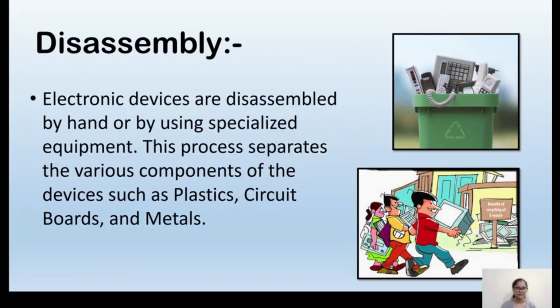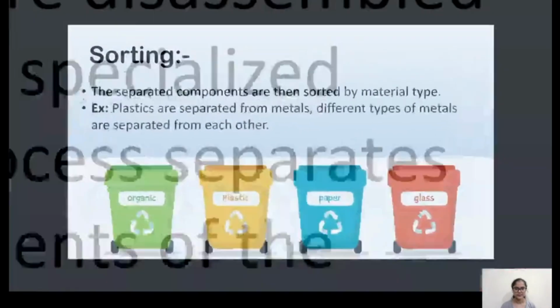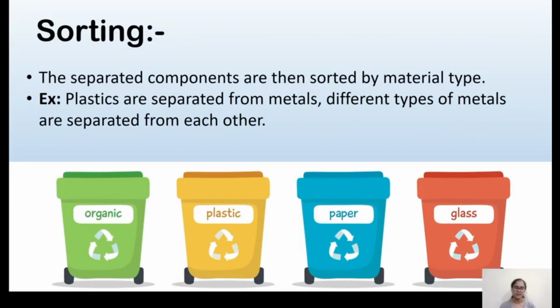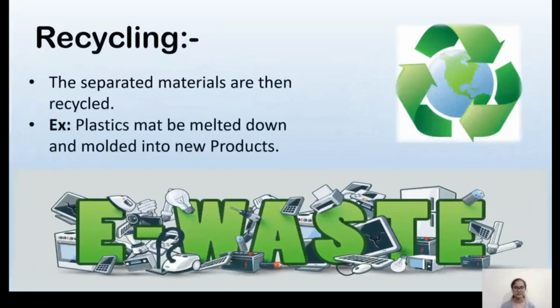Disassembly. Electronic devices are disassembled by hand or by using specialized equipment. This process separates the various components of the devices, such as plastic, circuit boards, and metals. Sorting. The separated components are then sorted by material type. Example, plastics are separated from metals. Different types of metals are separated from each other.